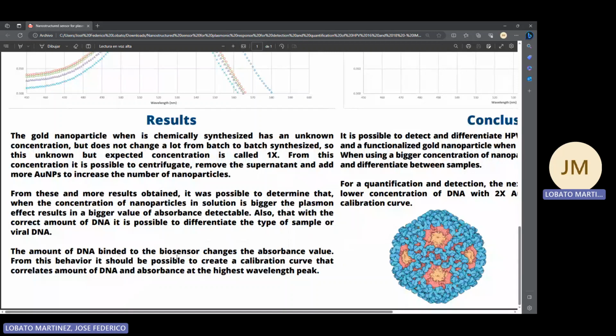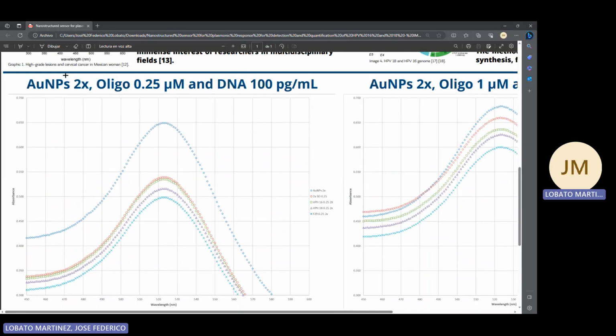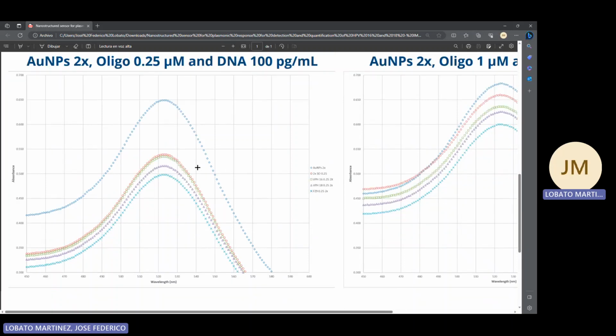Well, as I already explained, the gold nanoparticle, when it's chemically synthesized, has an unknown concentration, but this does not change a lot from batch to batch synthesized because theoretically we are always using the same method and the same solutions. So this unknown but expected concentration is called 1x or 1 times. From this concentration, it is possible to centrifugate, remove the supernatant, and add more gold nanoparticles to increase the number of the gold nanoparticle or increase the solution concentration. That's why we are using 2 times gold nanoparticles.